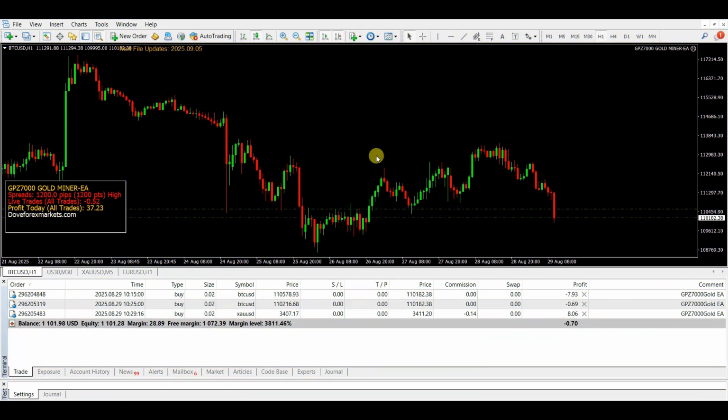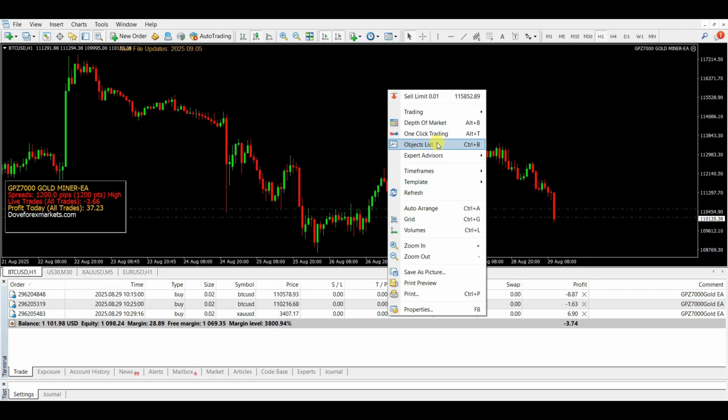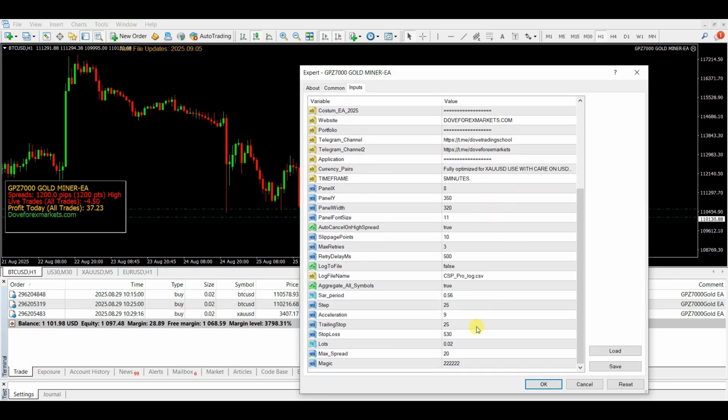My task today is very simple. I'm just going to show you how to set your GPZ7000 Gold Miner EA to your MetaTrader 4 account. Alright, so right click on the screen, go to properties on where your EA is. You have three things to work around with: the lot size, the maximum spreads, and the magic number.